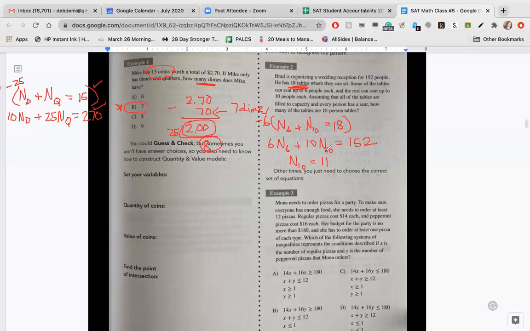So if you don't know how to do the algebra here, you can draw tables and just try to figure it out. That's your best bet for that, but don't spend too much time on it. You don't have to get them all right. If you get half the problems right, you'll get a 500.